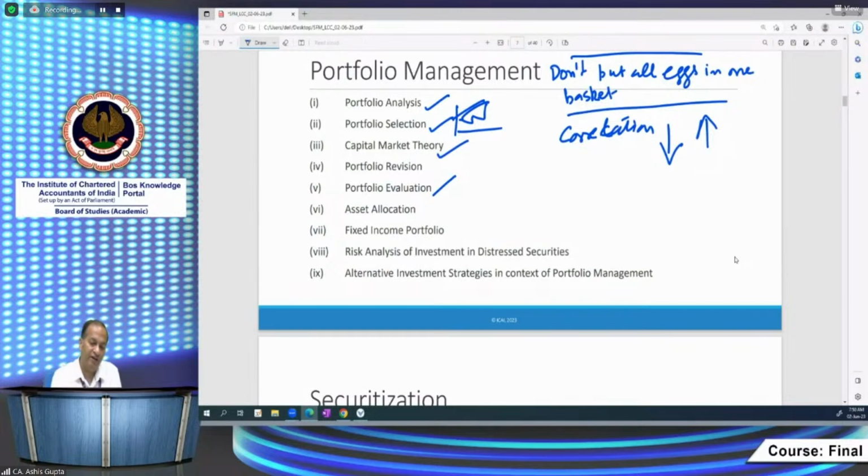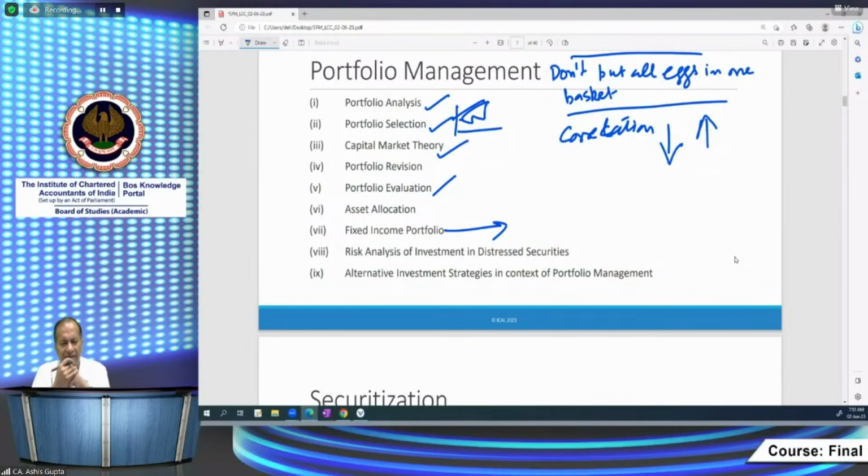Fixed income portfolio is very important. Normally when we talk about investment, equity shares come to mind. But now time has changed and bonds have also become a very important investment avenue. Even the government of India is trying to boost this market, because presently the corporate bond market is not as vibrant as it should be. Efforts are going on to make this market vibrant, so that investors not only concentrate on equity but also invest in corporate bonds.